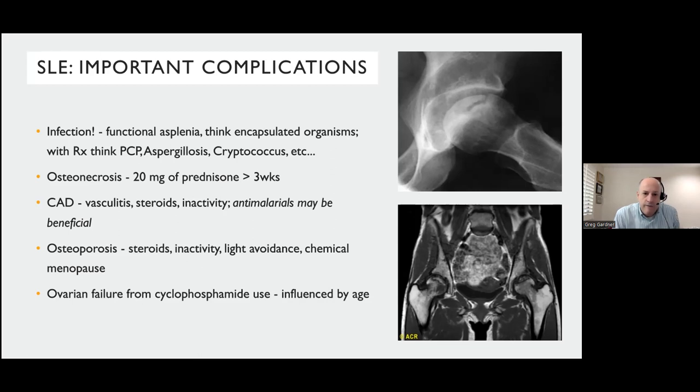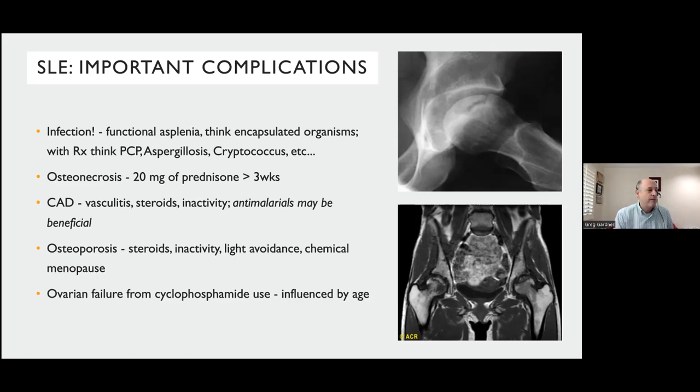So always worried about infections. We talked about, and one of the causes of death in our lupus patients is due to immunosuppression and its opportunistic infections. Osteonecrosis: if you have 20 milligrams prednisone or more for more than 3 weeks, you are at risk for osteonecrosis.